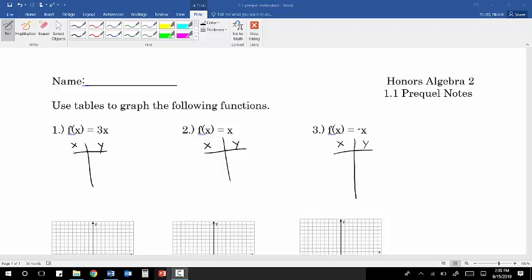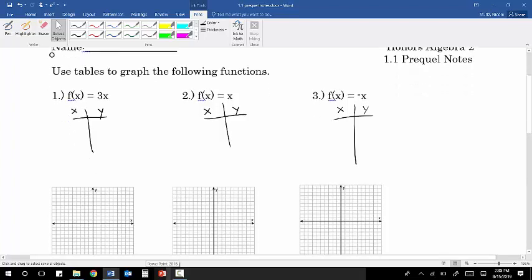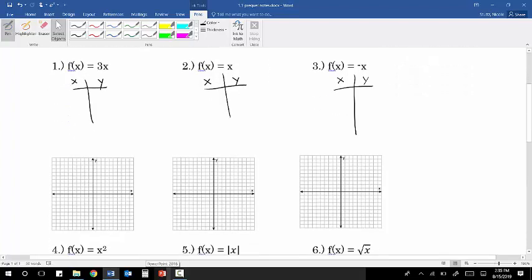We're going to start this lesson by recapping something you would have learned in Algebra 1. So 1, 2, and 3 are just lines, basic lines that you have to graph. You really shouldn't need a table to do this. You should know, okay, for number 1, I start at 0. That's my y-intercept, and my slope is going to be rise 3 and to the right 1. And then I just connect them.